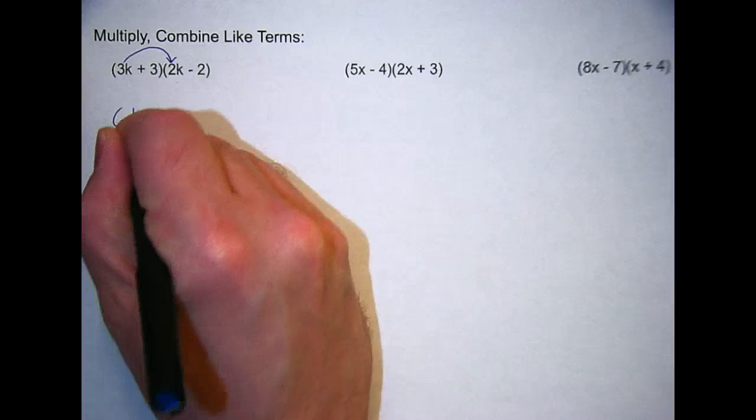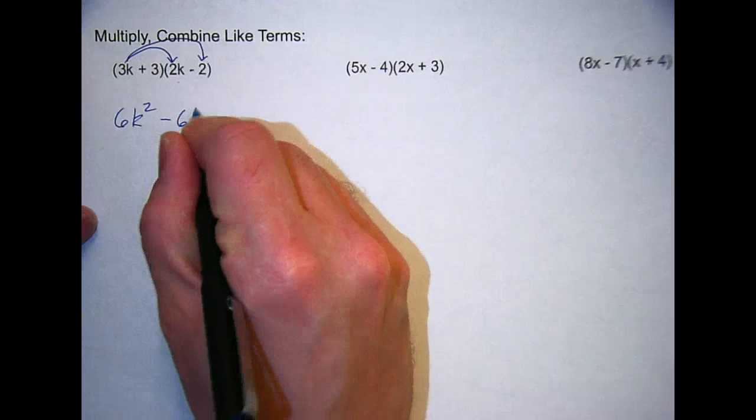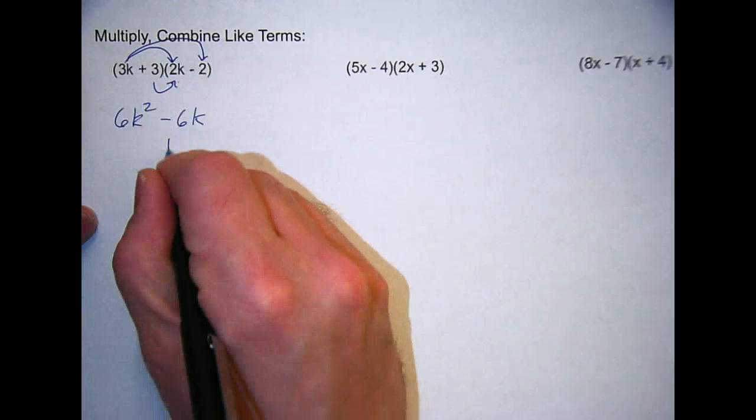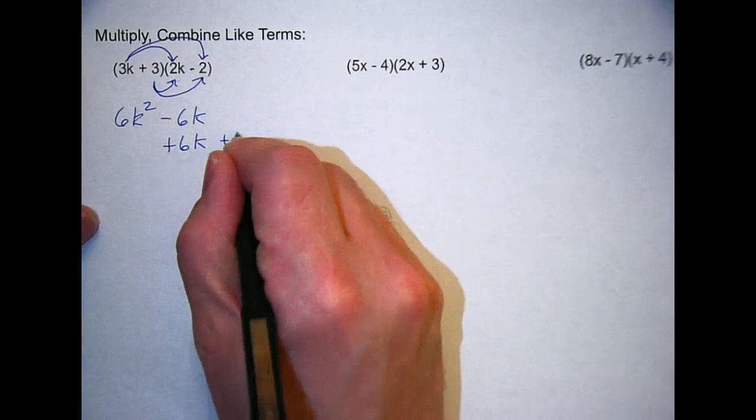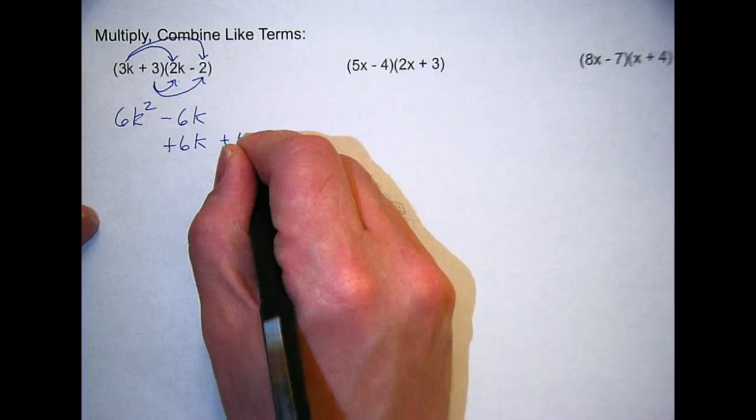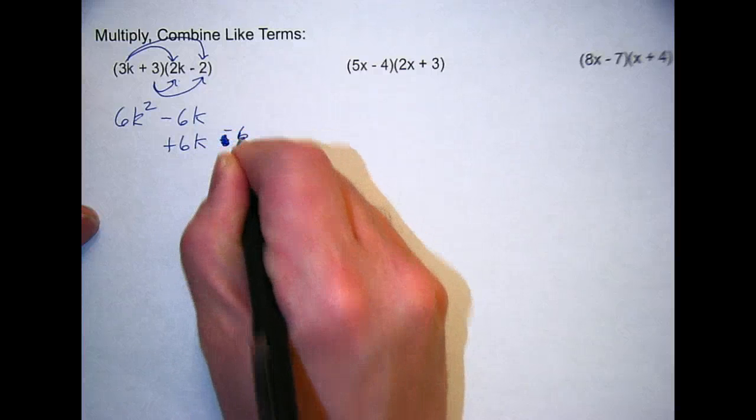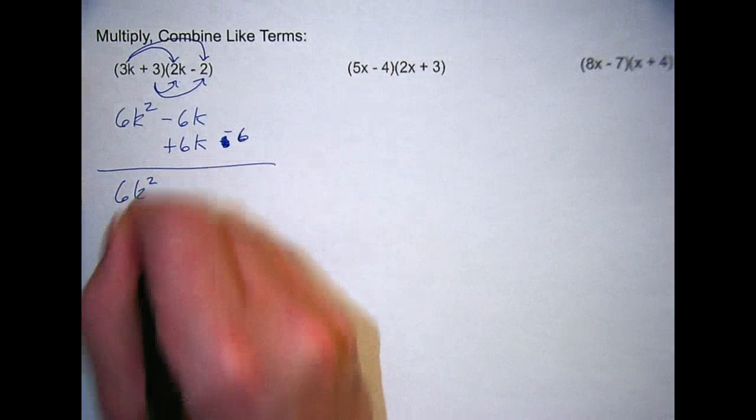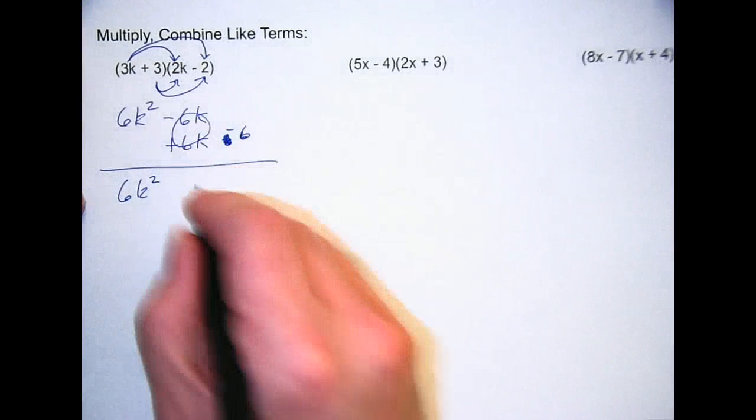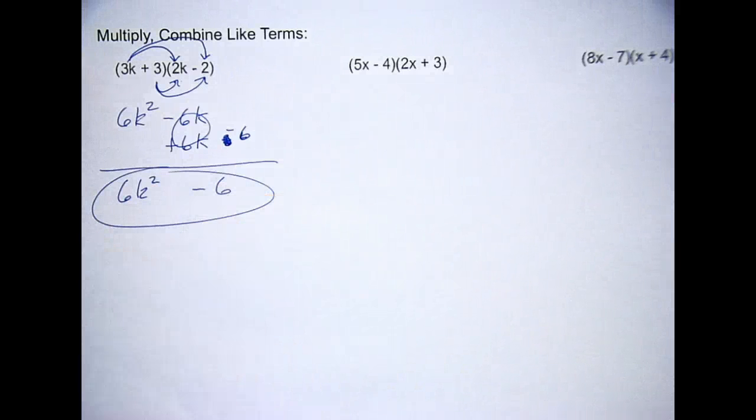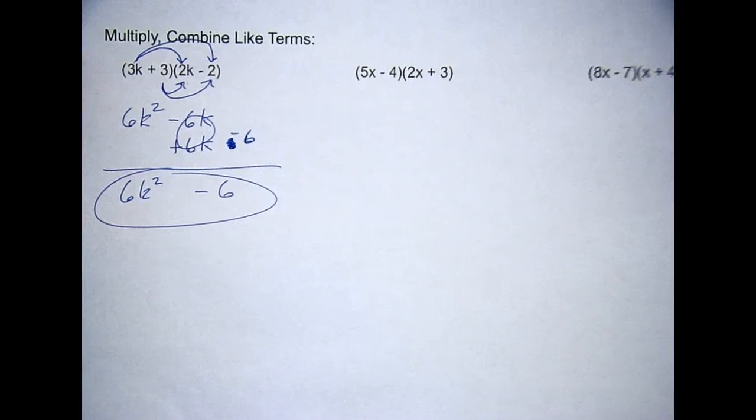That's 6k squared. That is negative 6k. That is 6k. And that is negative 6. So 6k squared plus 0k, so that part's gone, minus 6. How many got that? Good. Any questions there?